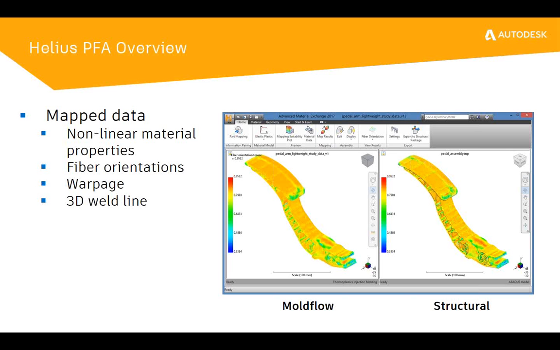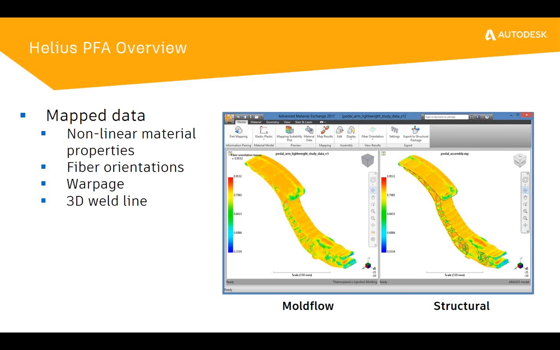We also can transfer fiber orientations. This is very important, as you'll see on future slides, for fiber reinforced plastics, because as soon as we add glass or carbon fiber fillers into our plastic material, we turn a rather isotropic plastic material into a much more anisotropic composite material. And you'll see an example of that on the future slides.